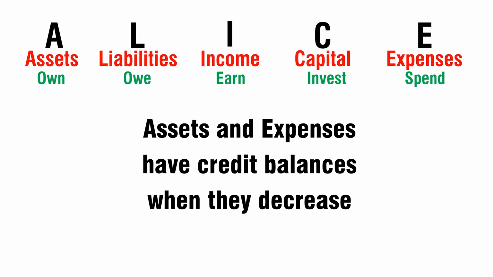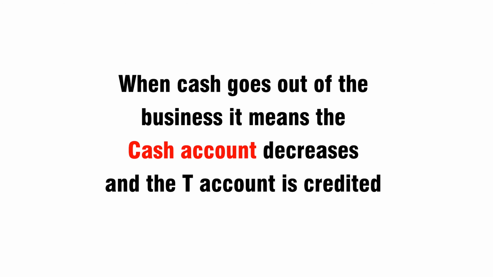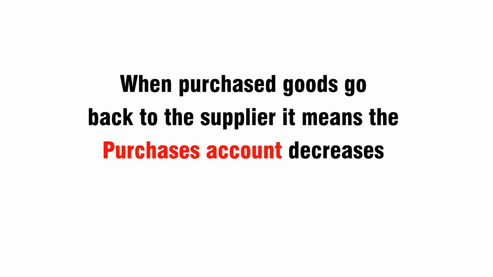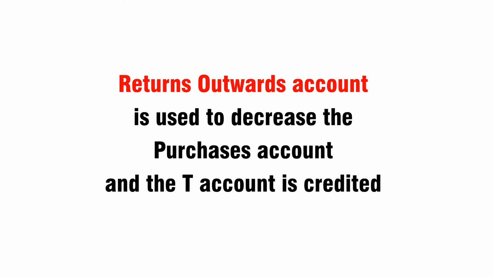Assets and expenses have credit balances when they decrease. When cash goes out of the business, it means the cash account decreases and the T account is credited. When purchased goods go back to the supplier, it means the purchaser's account decreases. Returns outwards account is used to decrease the purchaser's account and the T account is credited.